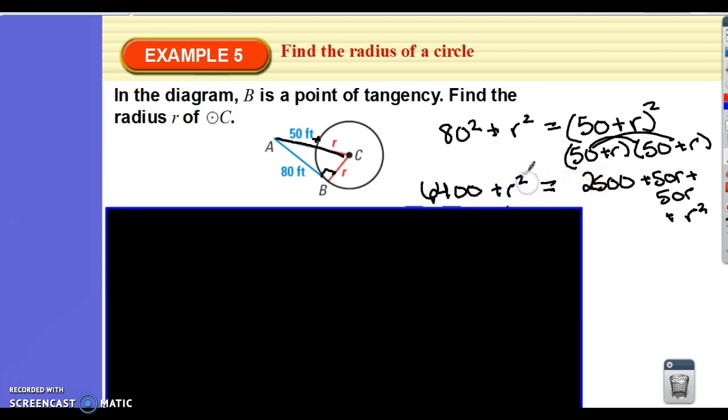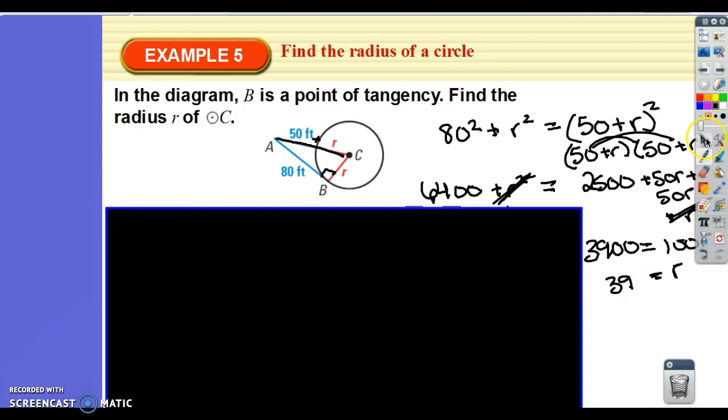r squared. Subtract r squared from both sides, and it's gone. So you have 100r plus 2,500 equals 6,400. 6,400 minus 2,500 is going to be 3,900. So you have 3,900 equals 100r. Divide by 100 on both sides. r is 39.